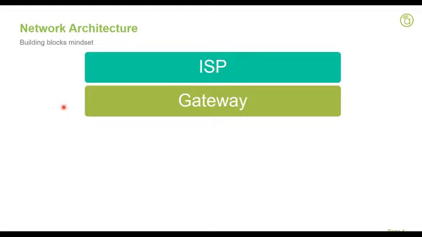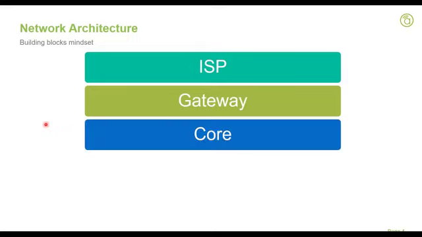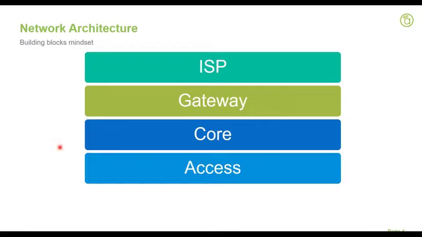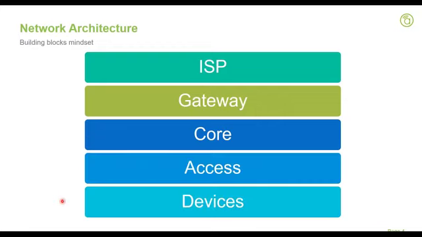The second building block is your gateway. So this is your router, and you need to make sure that it is spec'd properly. The following building block is the core, then the access, then the devices.